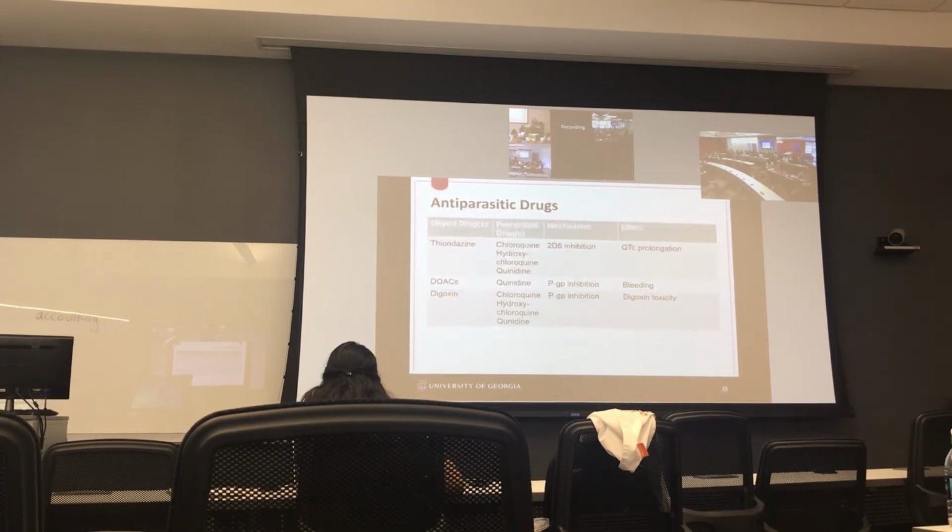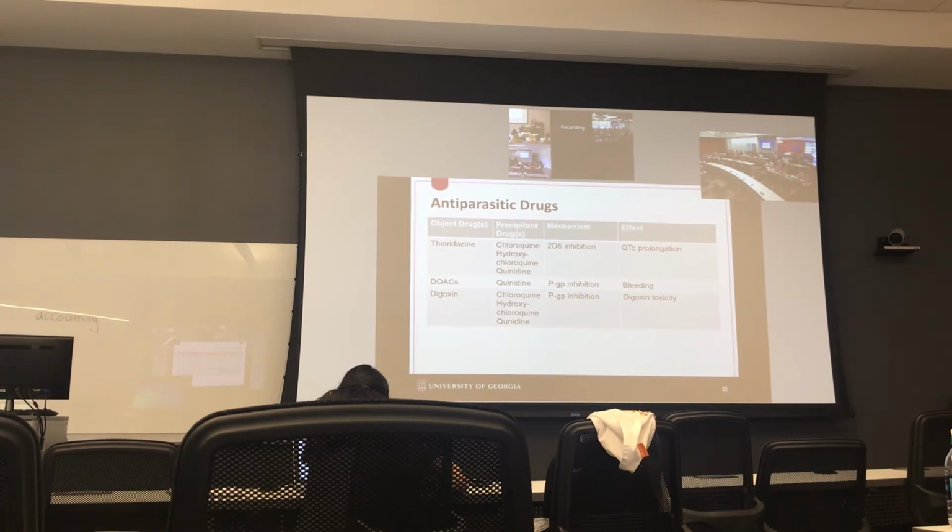As a PGP inhibitor, quinidine also interacts with our direct oral anticoagulants. So it inhibits P-glycoprotein, which would result in increased serum levels and the risk of bleeding. And then chloroquine, hydroxychloroquine, and quinidine all interact with digoxin. The mechanism here is thought to be through PGP inhibition. However, we saw in the previous slide that only quinidine is really a PGP inhibitor. So the mechanism behind chloroquine and hydroxychloroquine is not as well understood. But clinically, there's an increase in digoxin levels that can result in digoxin toxicity.